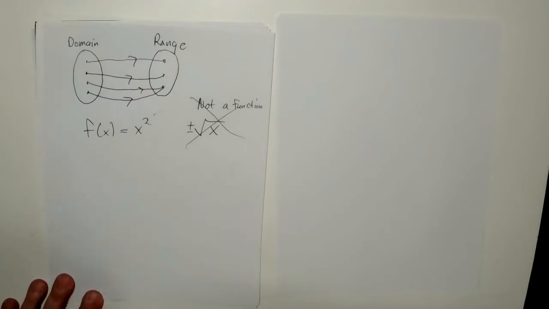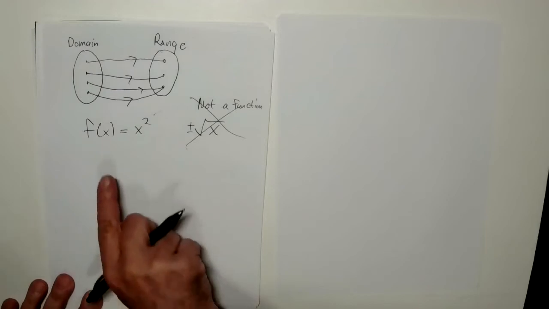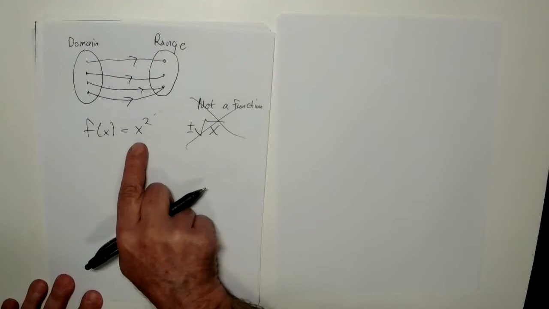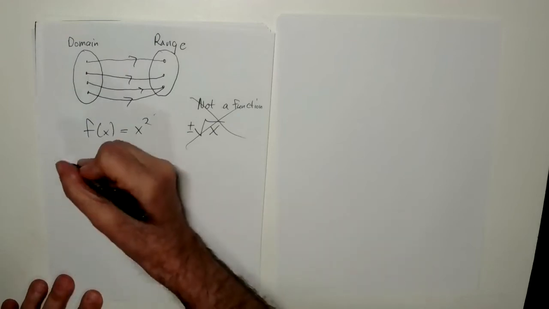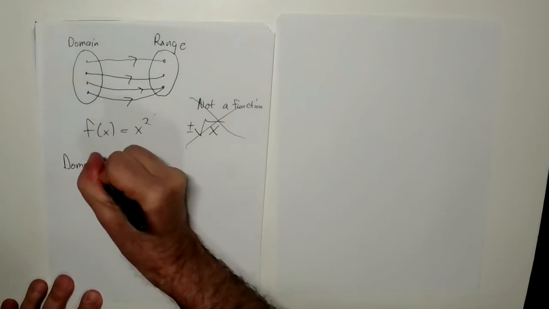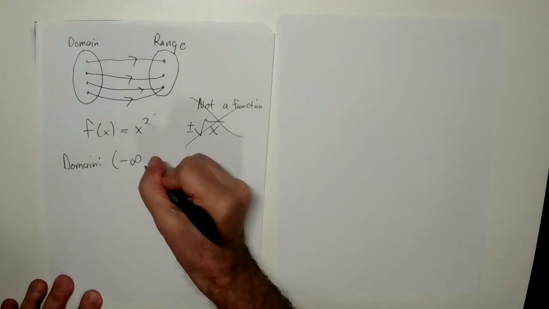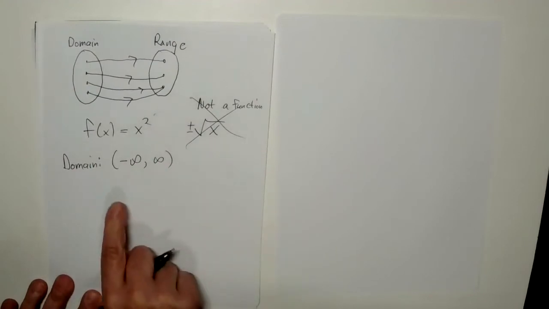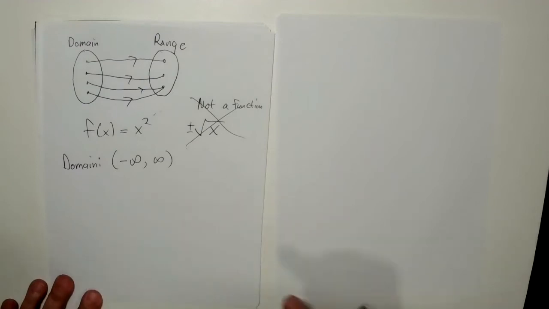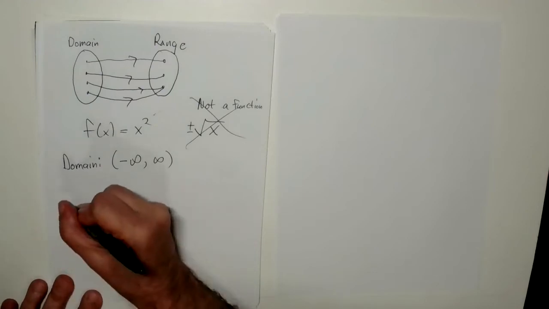The standard rule here is if there's no domain specified, it's as large as it could possibly be. And here you can put any real number in for x. So x is allowed to be anything from plus infinity to minus infinity. So the domain in interval notation is minus infinity to infinity, meaning you can go as far that way as you want, you can go as far this way as you want. It's all legal.